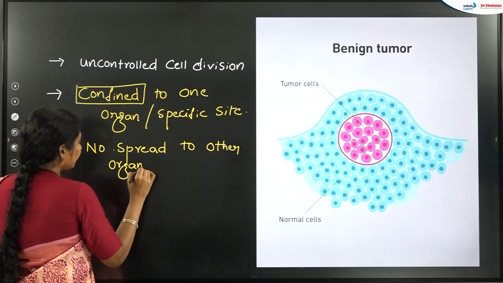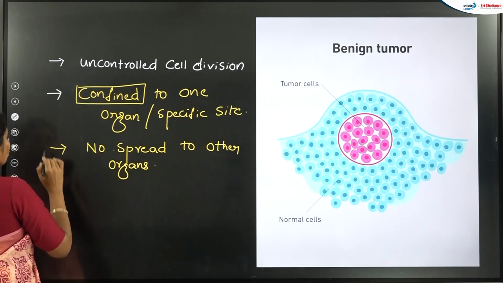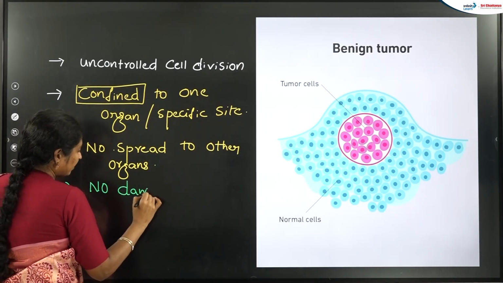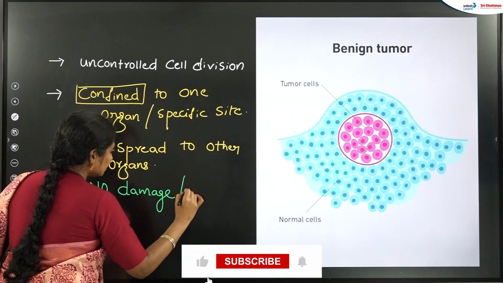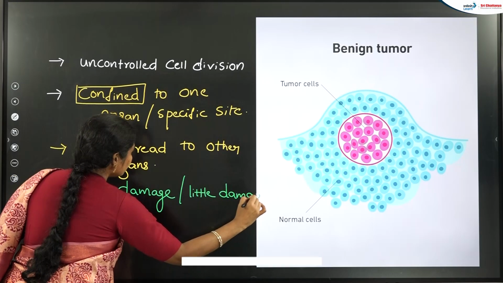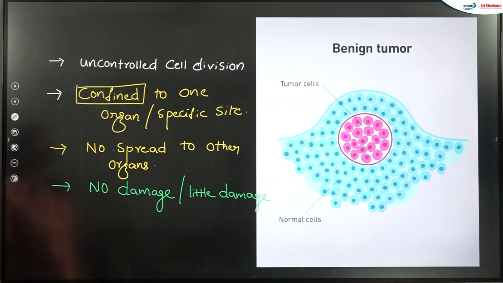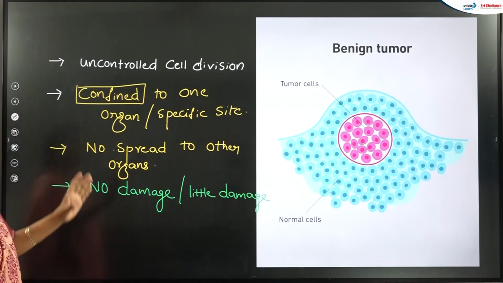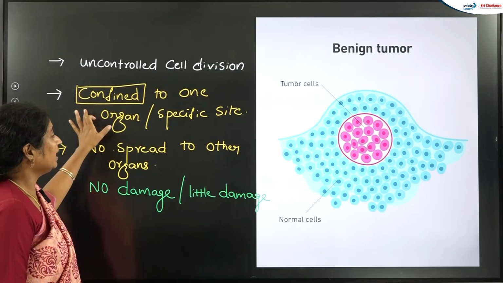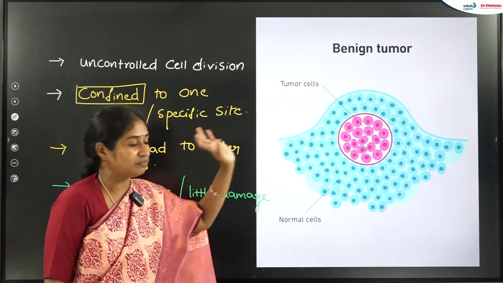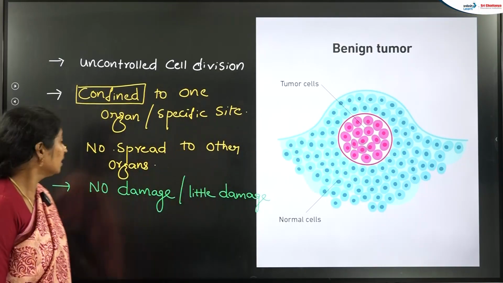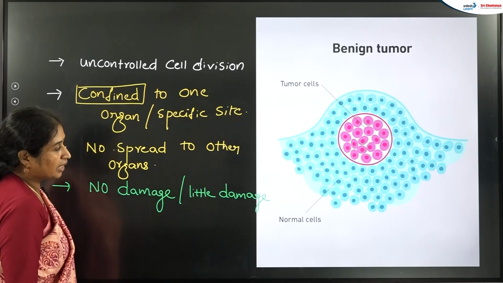Does it cause any damage? Here there is no damage, or little damage to the tissue. So these are the features of benign tumors. The cell division has already become uncontrolled because of the breakdown of regulation, and it is confined to one specific area. It is not going to spread to other regions, but we can observe little damage.